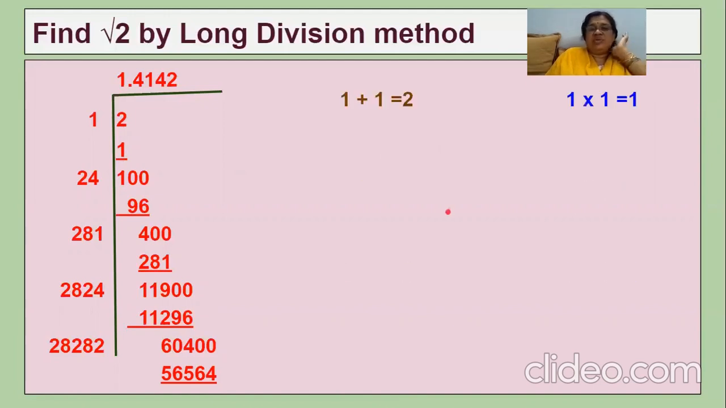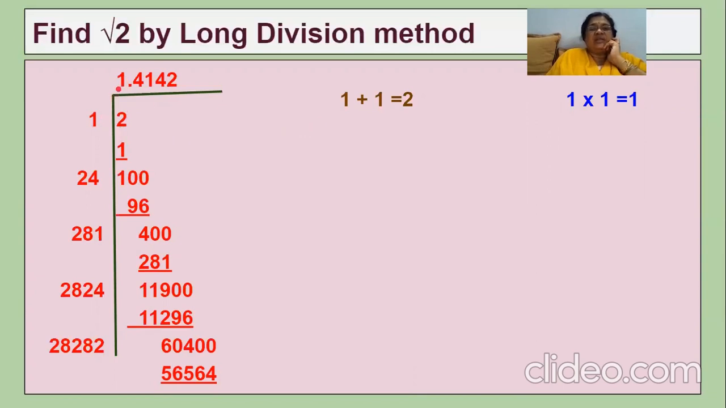So what you have to do here: 1 ones are 1, like this you have to take. If you take 2 twos, you'll get 4, which is more than 2. So you cannot take 2 twos are 4. You should take only 1 ones are 1. Like this, when you subtract, you will get 1 here.